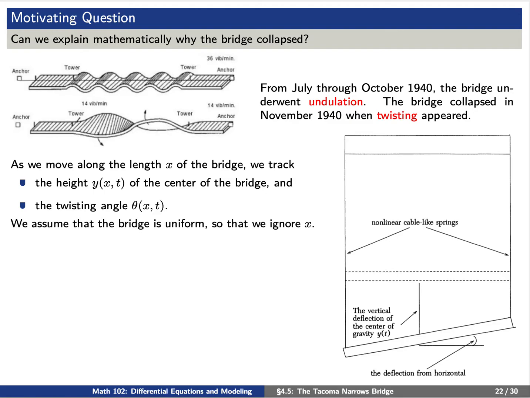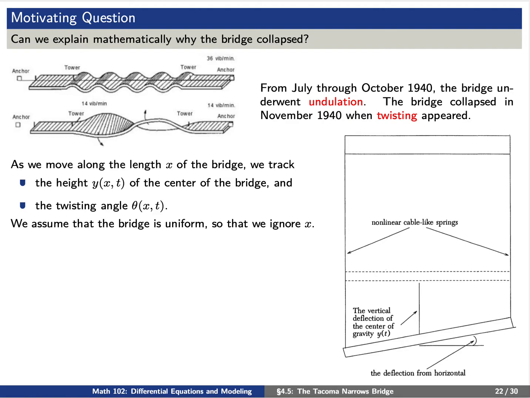First, we'll keep track of the height y along the center of the bridge. And second, we'll keep track of the twisting angle theta. You can see at the lower right-hand part of your screen, you have a cross section of the bridge. On both sides, you have these suspenders. These will be the long vertical cables. And towards the bottom, here you have the actual road side of the bridge.